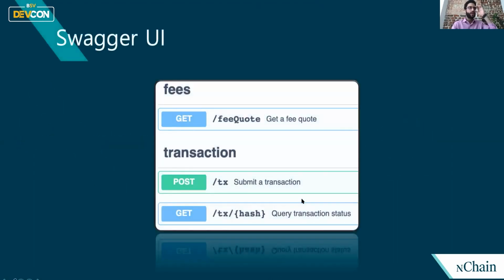This is a Swagger UI of the Mappy interface. At the moment it's very simple. There are only 3 calls. There's a get fee quote. This is where you basically discover what fees the merchant is charging.